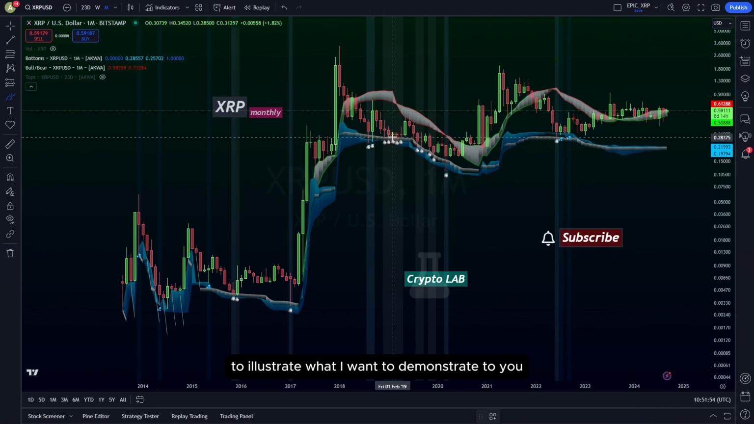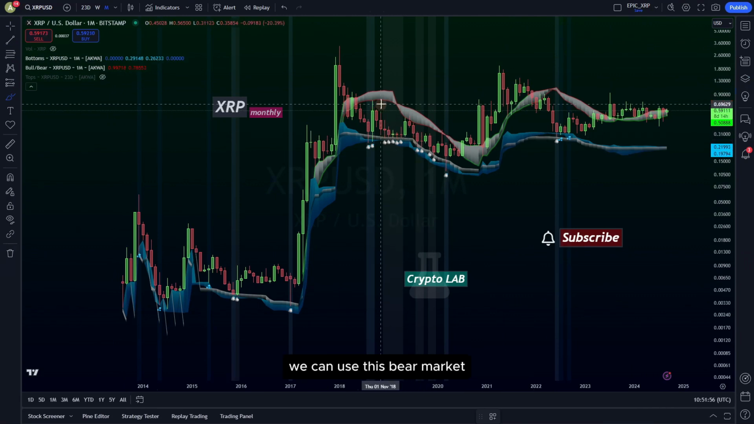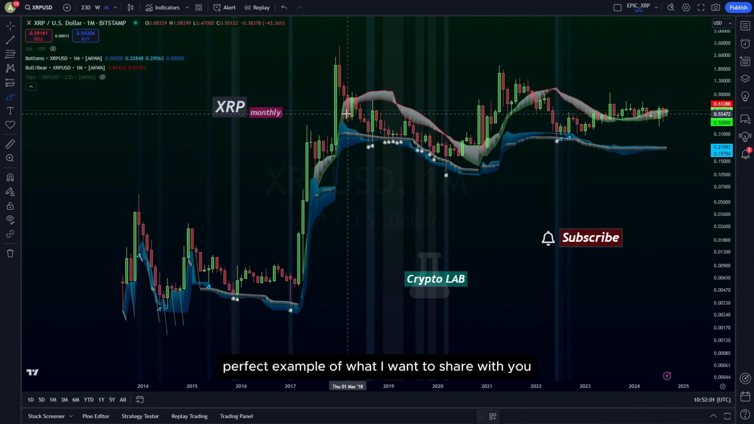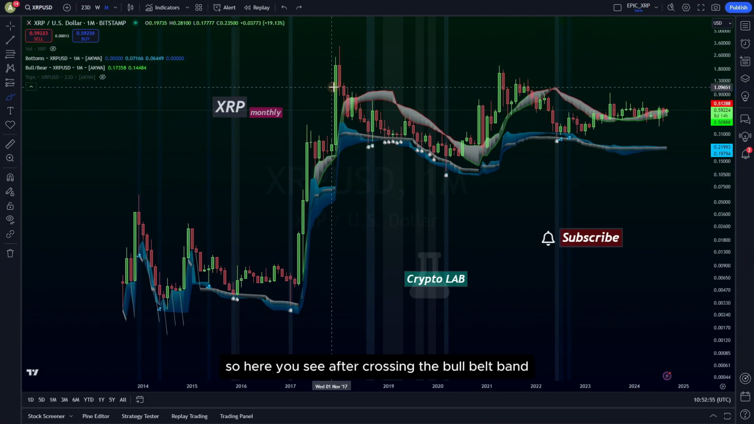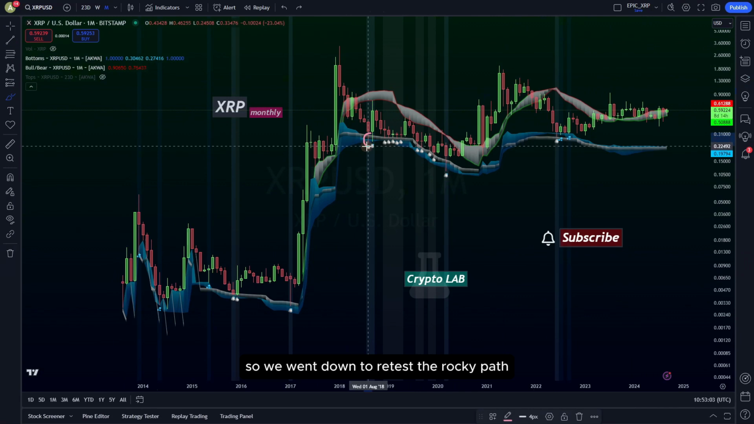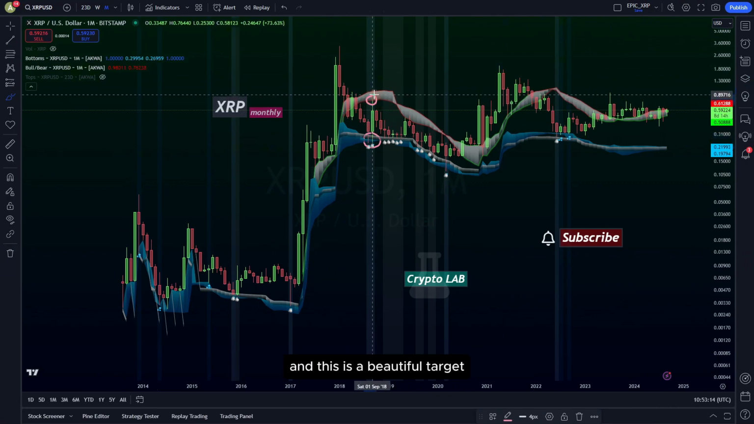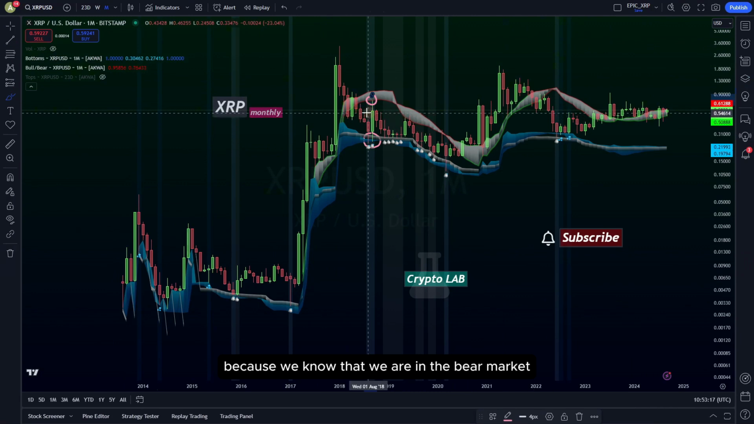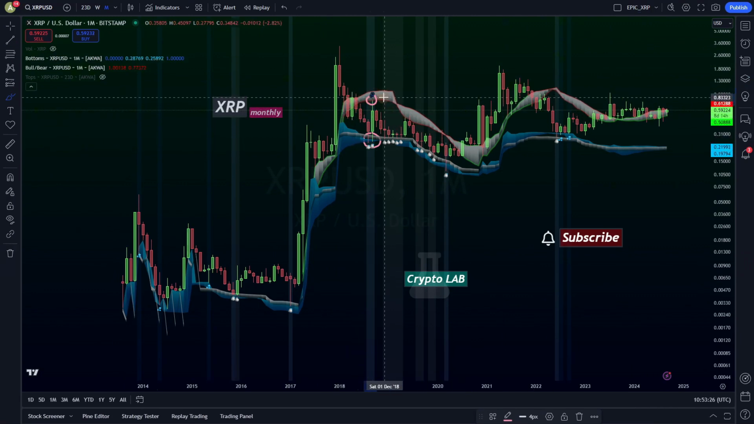To illustrate what I want to demonstrate to you, we can use this bear market because this is a perfect example of what I want to share with you. So here you see, after crossing the bull bear band, we knew that we were in a bull market, right? So we went down to retest the rocky path and the ocean wave. Then after touching them, we know that we would get a bounce to the upside. And this is a beautiful target because we know that we are in a bear market, and in bear markets, we may use the bull bear band as a strong resistance.